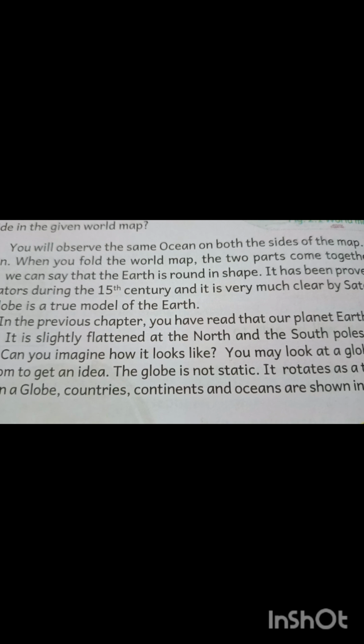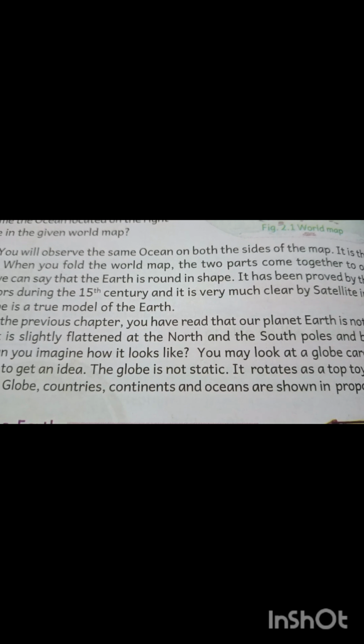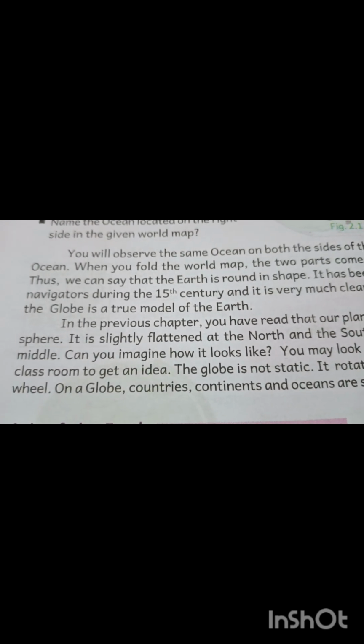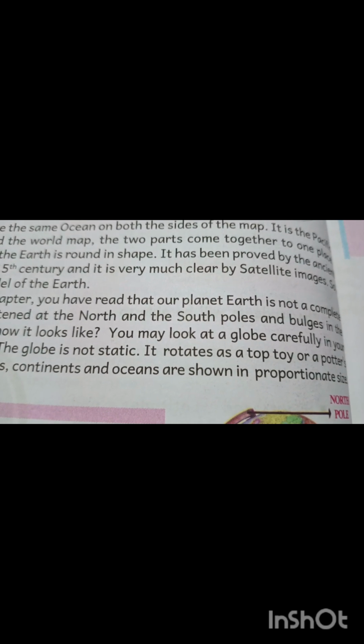The globe is not static. It rotates like a top, toy, or a potter's wheel. On a globe, countries, continents, oceans are shown in proportionate size.